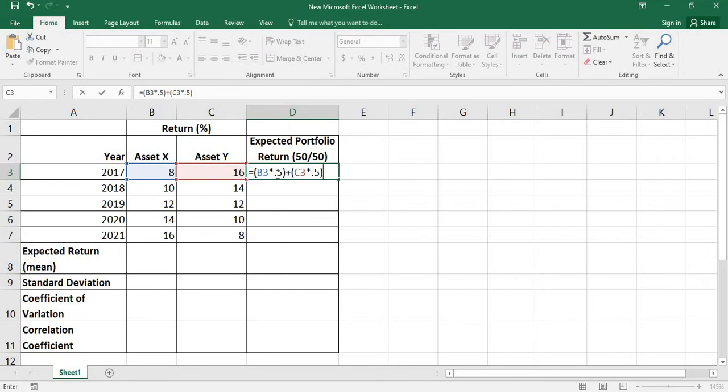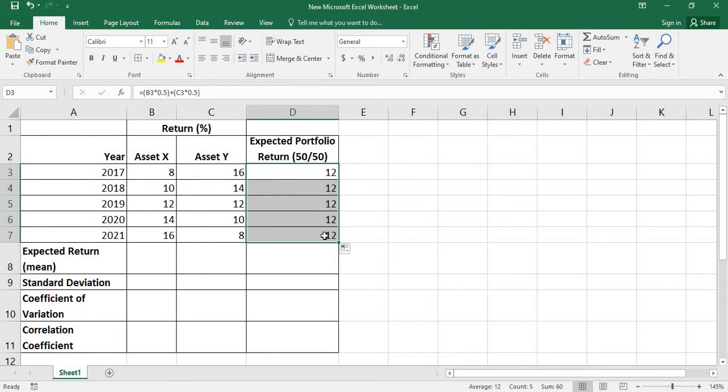As we are investing 50% in asset X, that's why we are putting 0.5. It indicates 50% and 0.5. It also indicates 50% investment in asset Y. Then press enter. So once you have calculated it for 2017, you can easily calculate for the other years. Just put your cursor here, then drag it. So this is how we calculate expected portfolio return using Excel. It will save your time and it's much easier.